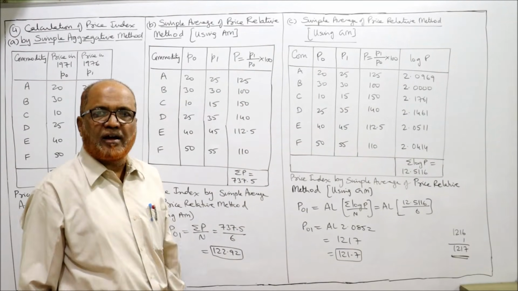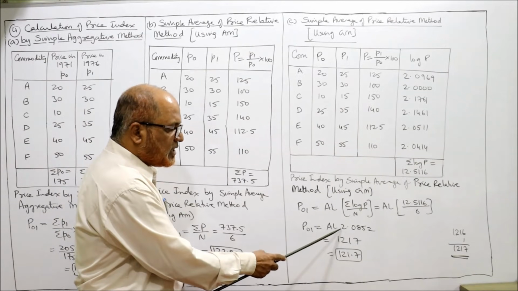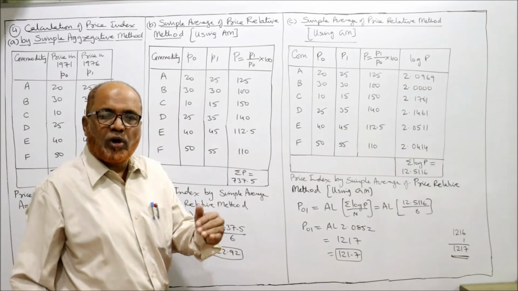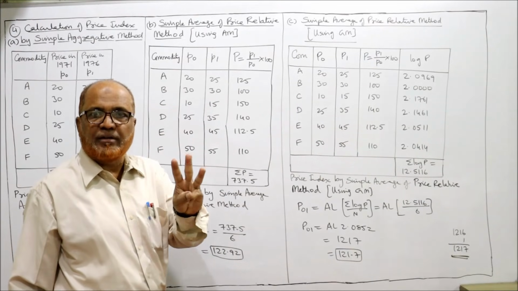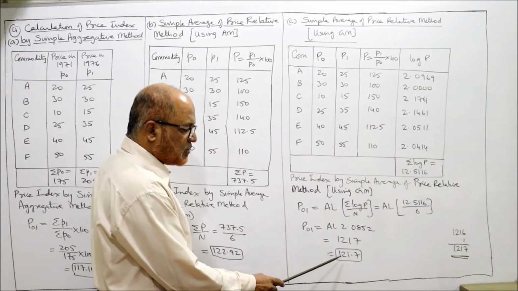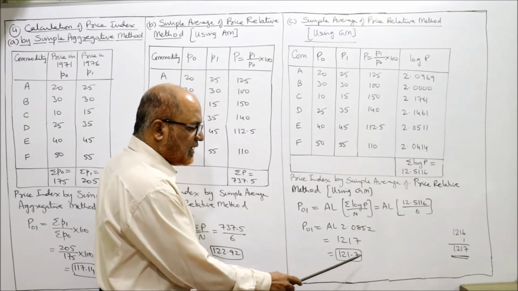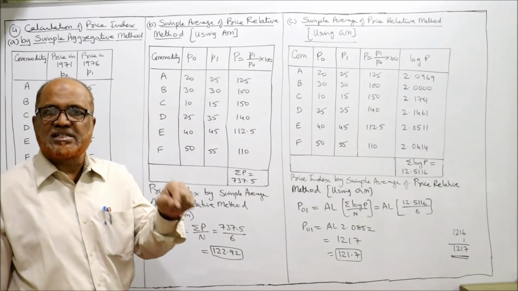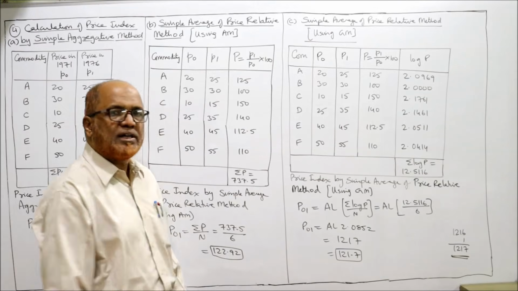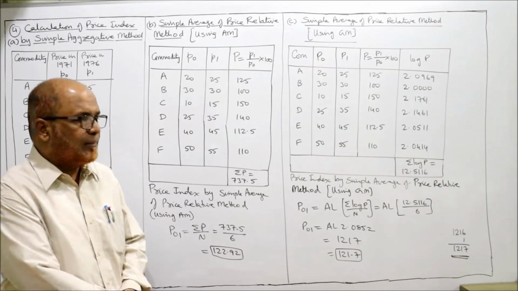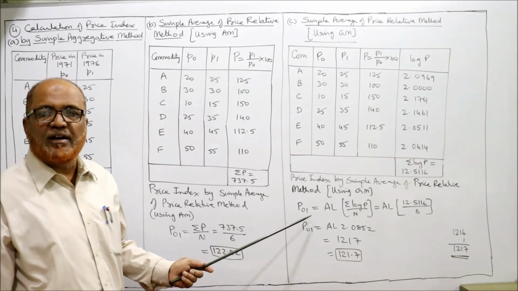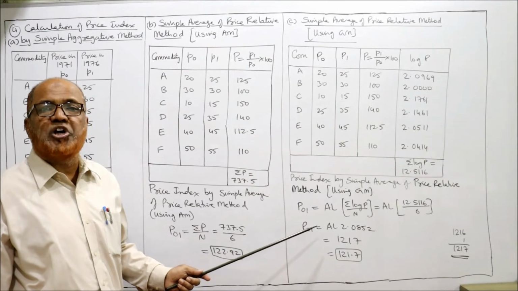अब डेसिमल लगाना है, तो पॉइंट से पहले व्हाट इज द वैल्यू हियर, बिफोर पॉइंट द वैल्यू इज 2, 2 में 1 ऐड कर दो 3, तो 3 डिजिट्स के बाद पॉइंट 1 2 3, आफ्टर 3 डिजिट्स पुट ए पॉइंट डेसिमल, तो 121.7. तो 121.7 is the price index of current year compared to base year according to geometric mean.